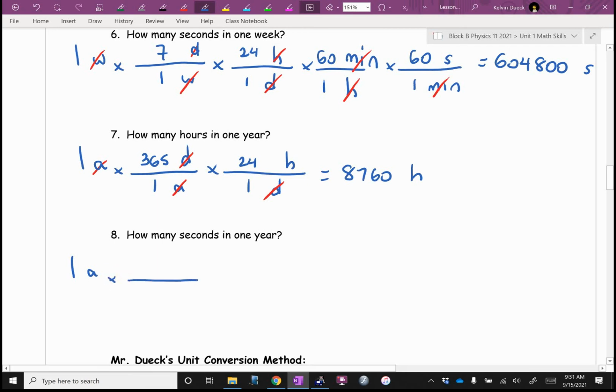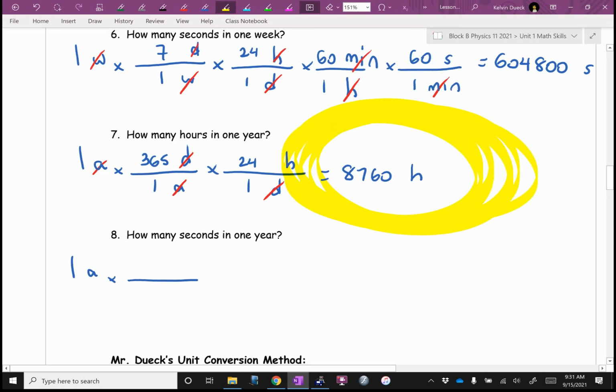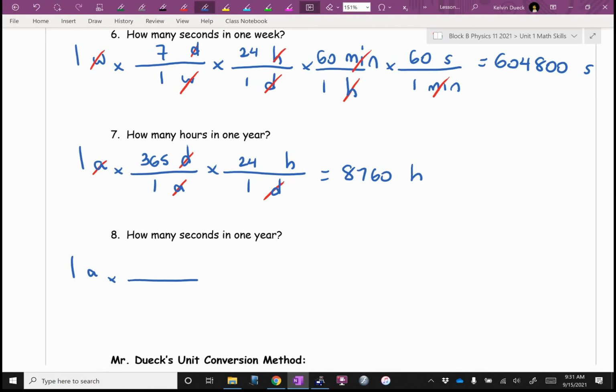What can I change years into? What can I change years into if I'm paying attention and looking at questions that I've already done? What could I go straight to if I was paying attention and being clever and noticing that I may have already created a conversion factor that I can jump to? Hours, you say? Why not? 8,761. Saved ourselves a couple of steps.